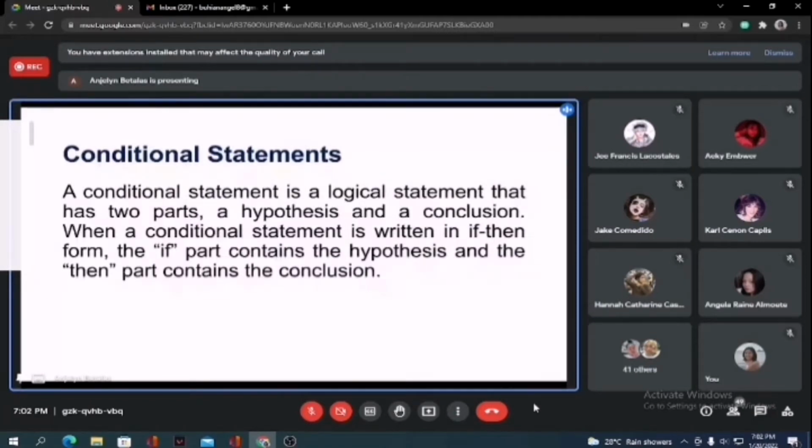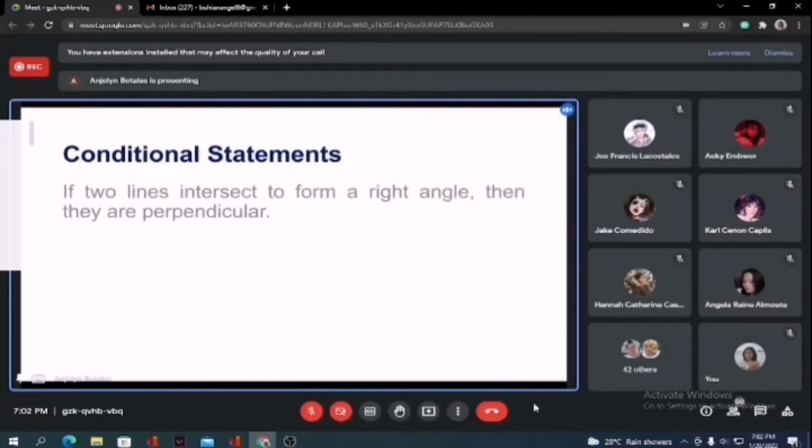So when a conditional statement is written in if-then form, the if part contains the hypothesis and the then part contains the conclusion. And I just want to emphasize the if is not included in the hypothesis and the then is not included in the conclusion. But what you did was include the if and then. So, let's have an example.